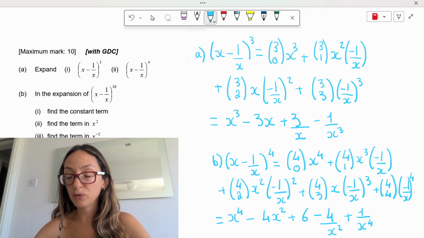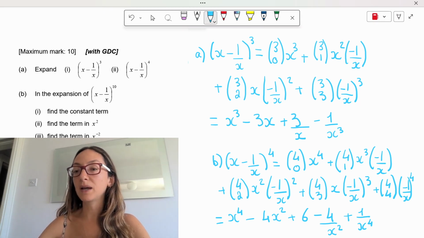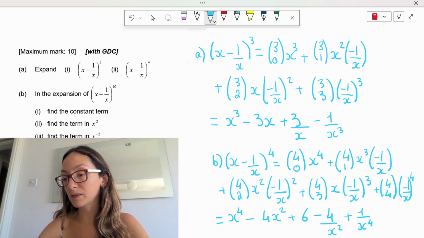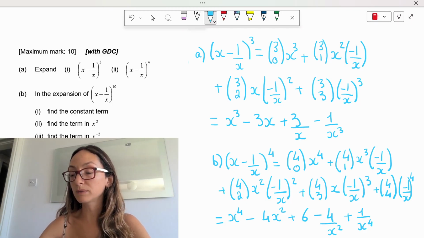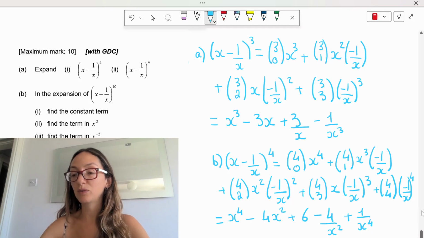4, 3 is 4. And now again, we have a minus to the power of 3. So actually that plus will turn into a minus. And we have an x at the top and an x cubed at the bottom. So that gives us x squared at the bottom. Finally, we have plus. The reason why it's a plus is because it's minus 1 to the power of 4, which is 1. And then we have 1 over x to the power of 4.